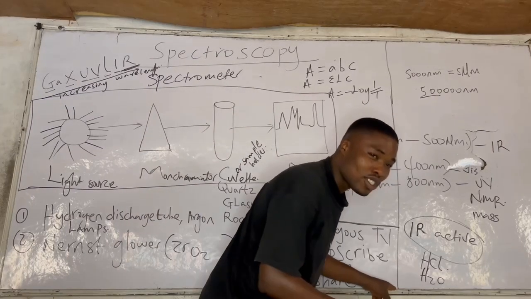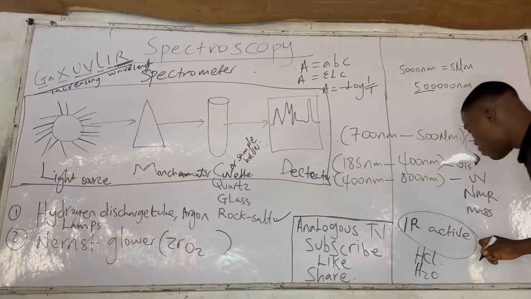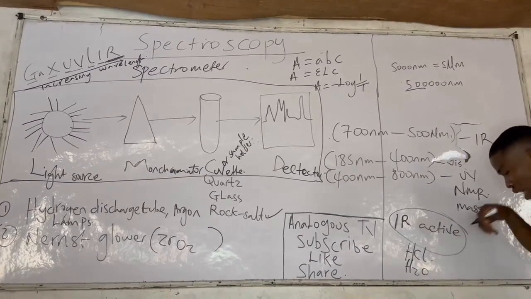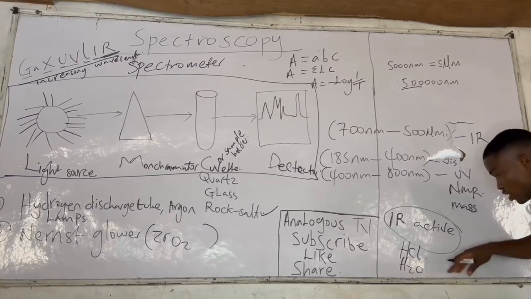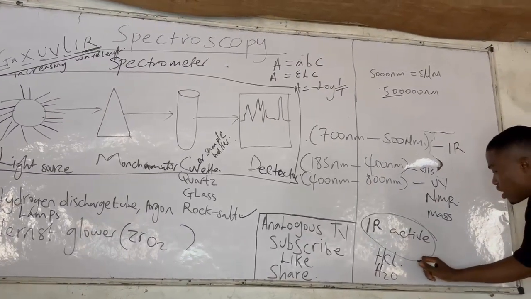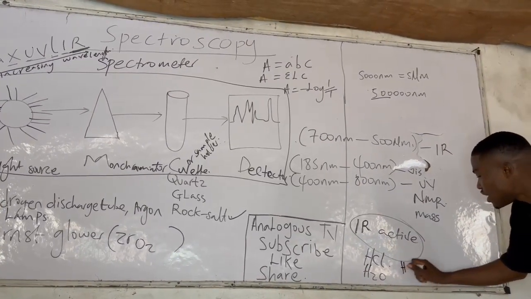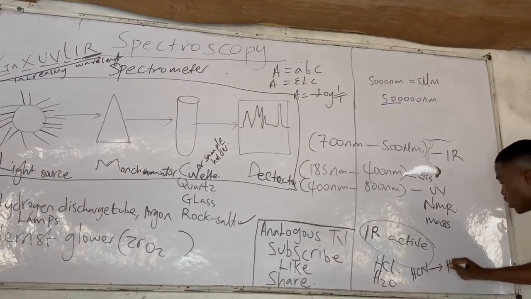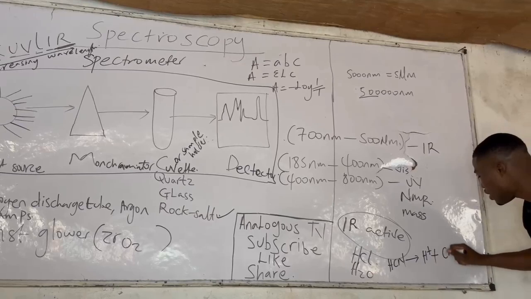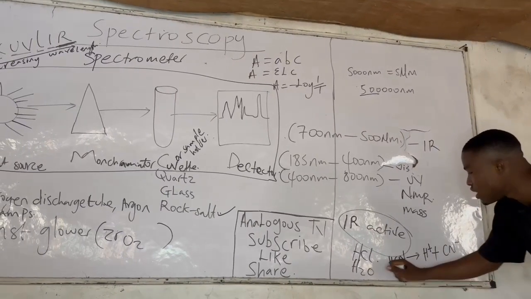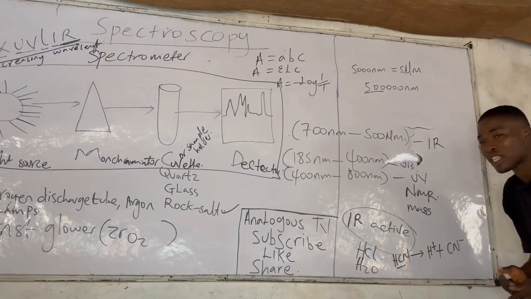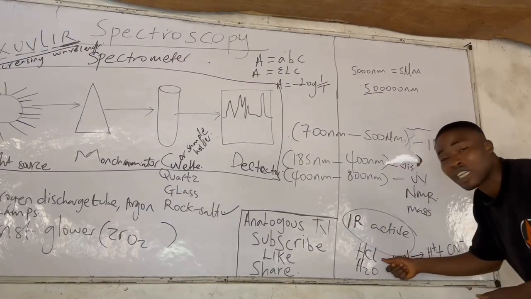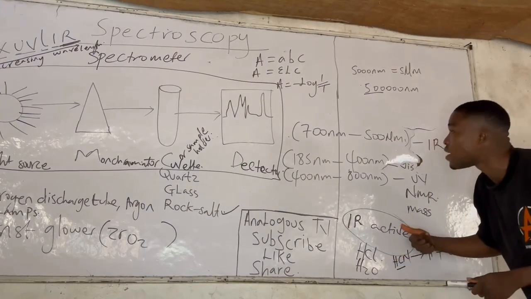IR active molecules are molecules that have a dipole moment. They are polar, and they usually have an uneven separation of charge. For instance, in an IR active molecule such as HCl, you see the separation into H plus and Cl minus. So molecules with dipole moments that are polar are IR active, and their presence in an organic compound can be tested for by IR spectroscopy.